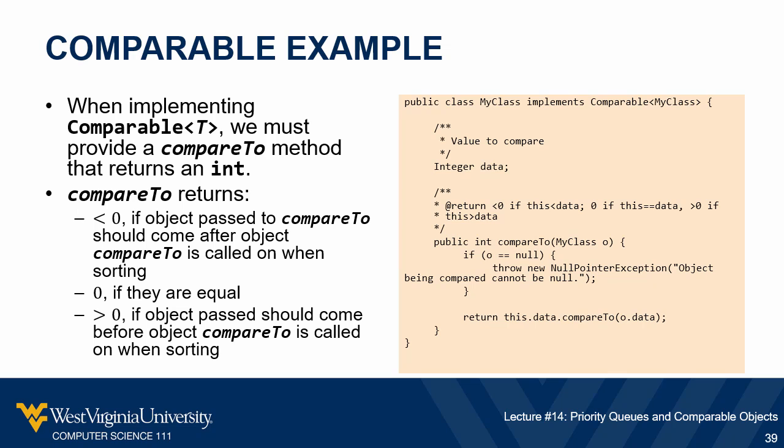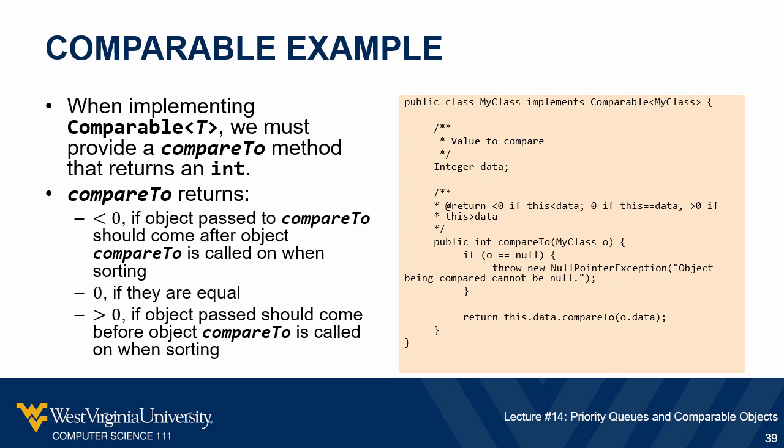So that would be like if we're storing 5 in our current object and I'm passing 3 in as an argument. 3 would come before 5, so that argument that we're passing would come first when we're sorting. A lot of times, when you're writing your own custom classes, you're going to just make use of a compare to method that's provided on a field that you have inside your class.